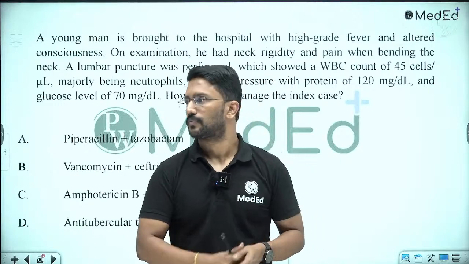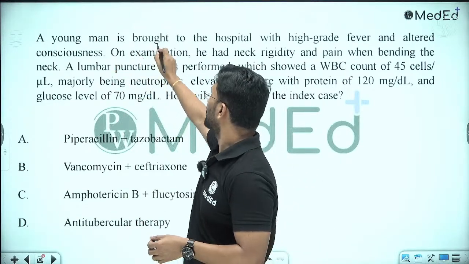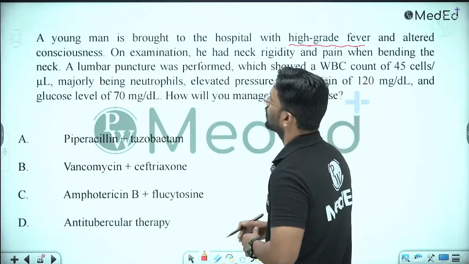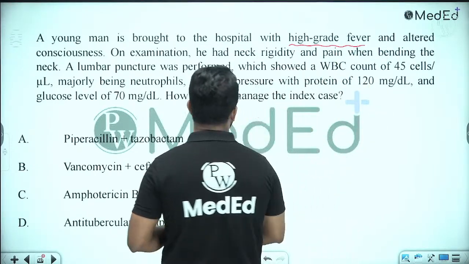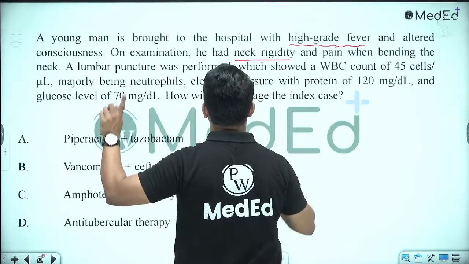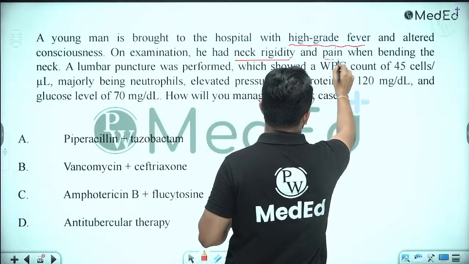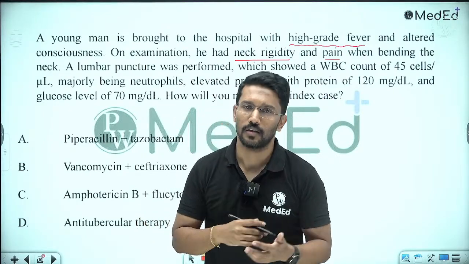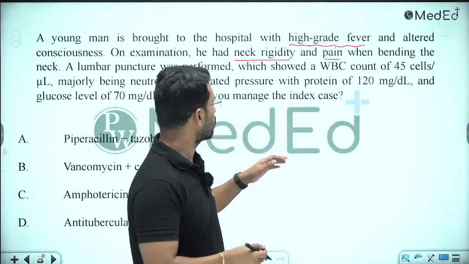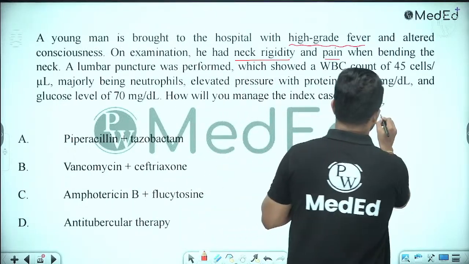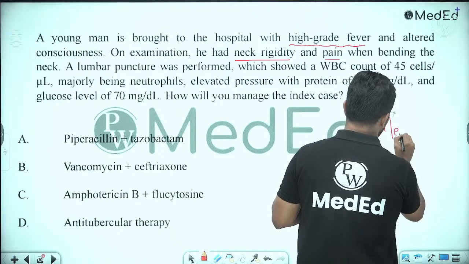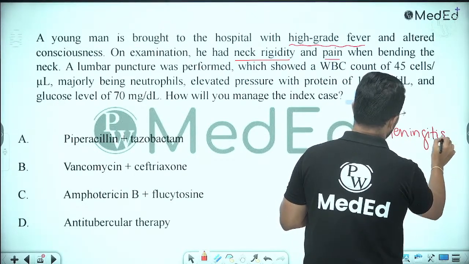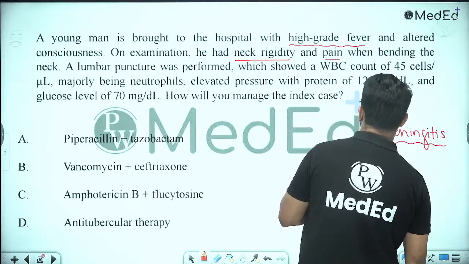Here is the question. A young man is brought to the hospital with high-grade fever and altered consciousness. On examination, he had neck rigidity. So we are talking about fever, neck rigidity, and pain when bending the neck. What's your diagnosis? Fever, neck rigidity, right? You're already thinking about meningitis, and you're not wrong. So I'm also thinking about meningitis, and it appears that they have given us the CSF findings, and from there we have to decide whether it is bacterial, viral, or fungal, right?